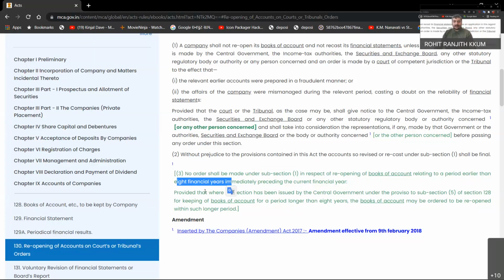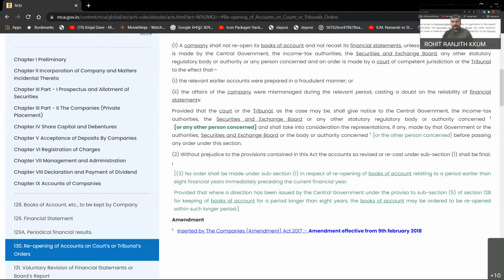Provided that where a direction has been issued by the central government under the proviso to subsection 5 of section 128 for keeping books of account for a period longer than 8 years, the books of account may be ordered to be reopened within such a longer period. So this part also I have covered. I told you guys that if the government of India orders to keep them for a longer period than 8 years because of any pending investigation, then reopening may be ordered for the longer period. So what am I trying to say? Until you destroy your books of accounts, reopening is allowed. Otherwise not.